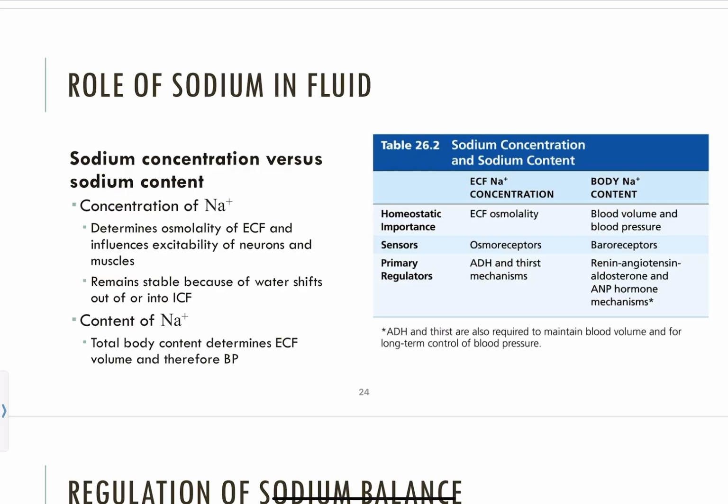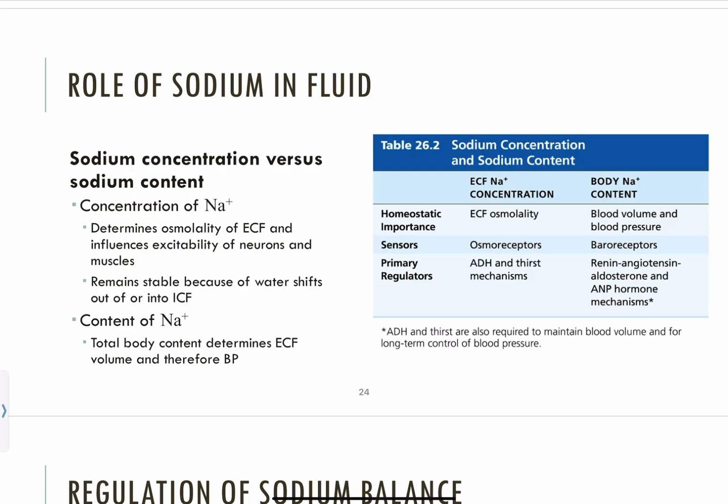So if we have alterations in the sodium concentration, what we're going to be trying to change is the volume of water, right? If we have too low a sodium concentration, we would need to remove some water from the extracellular space, so that would increase the concentration. If we have too high a concentration of sodium in the extracellular space, we would need to add some water to it in order to bring back down that concentration or osmolality.